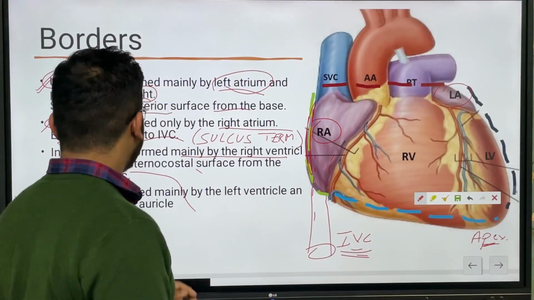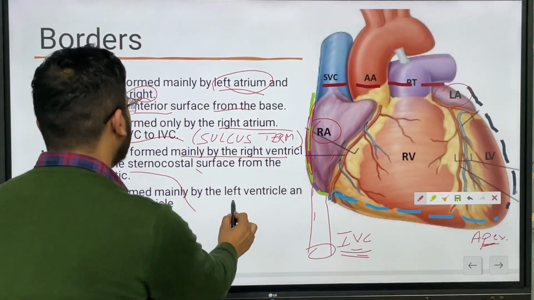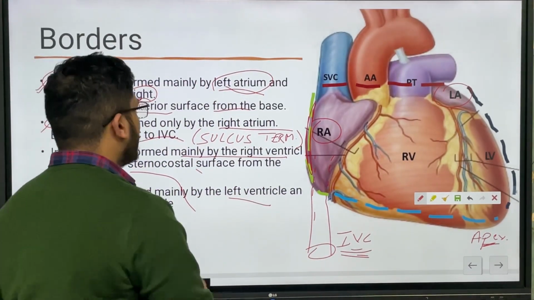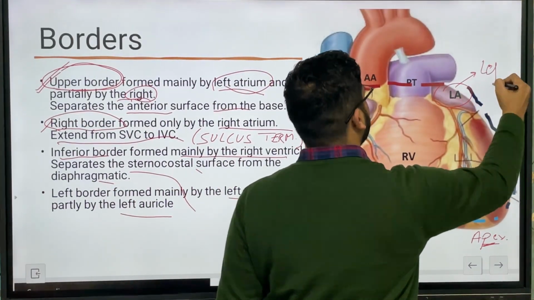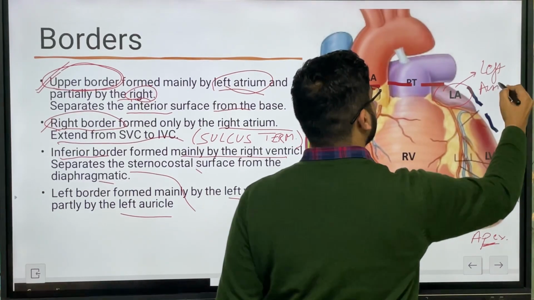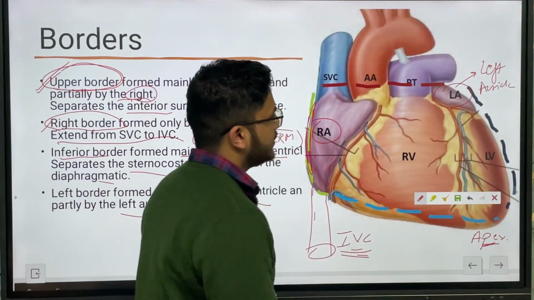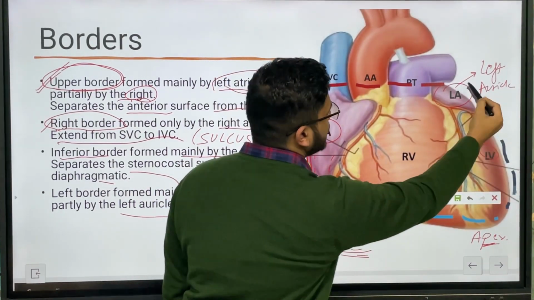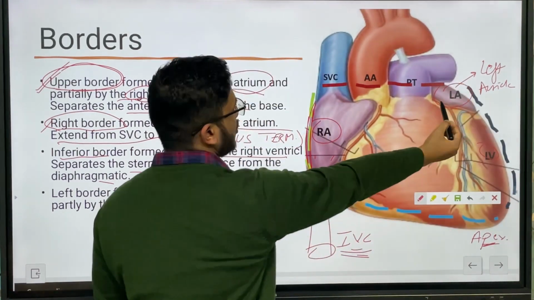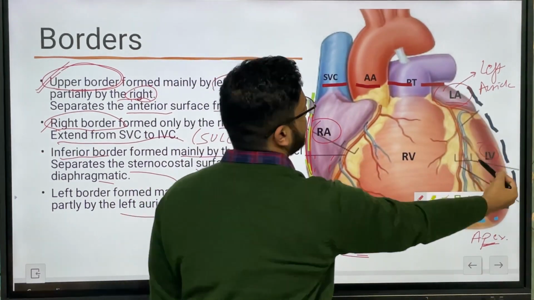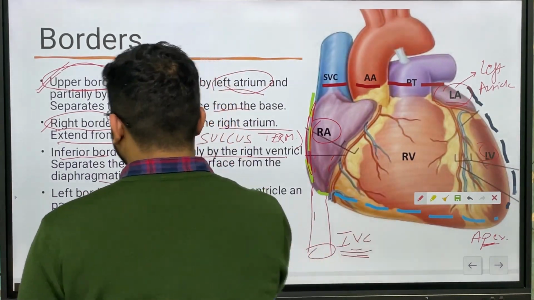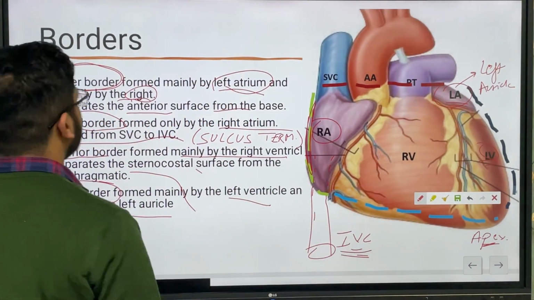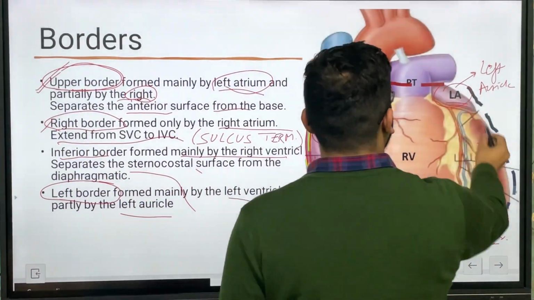Left border, it is formed mainly by your left ventricle and partly by your left auricle. What we are seeing here is the left auricle and this is your left ventricle. So all this surface comprising your left auricle and left ventricle is your left border. I just said left surface, sorry. So this is your left border.